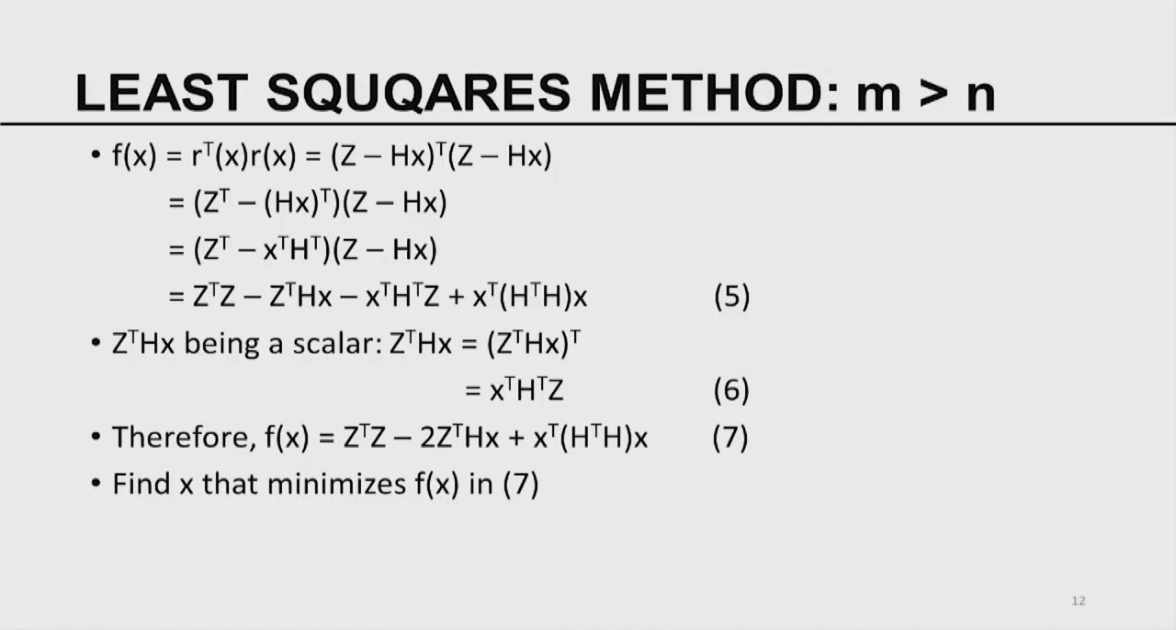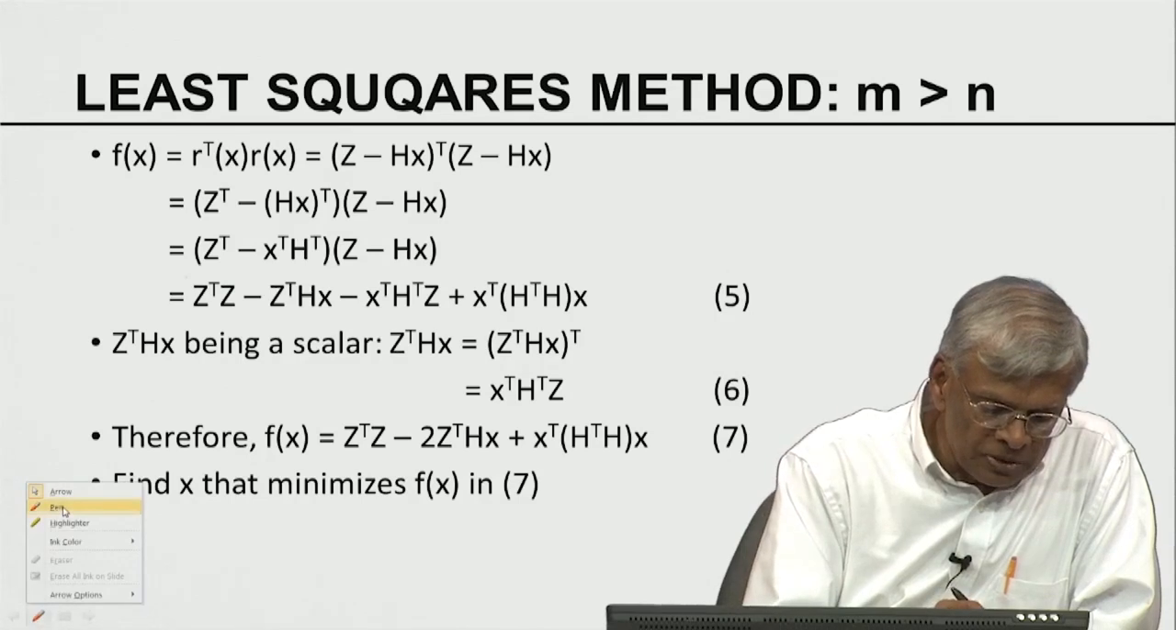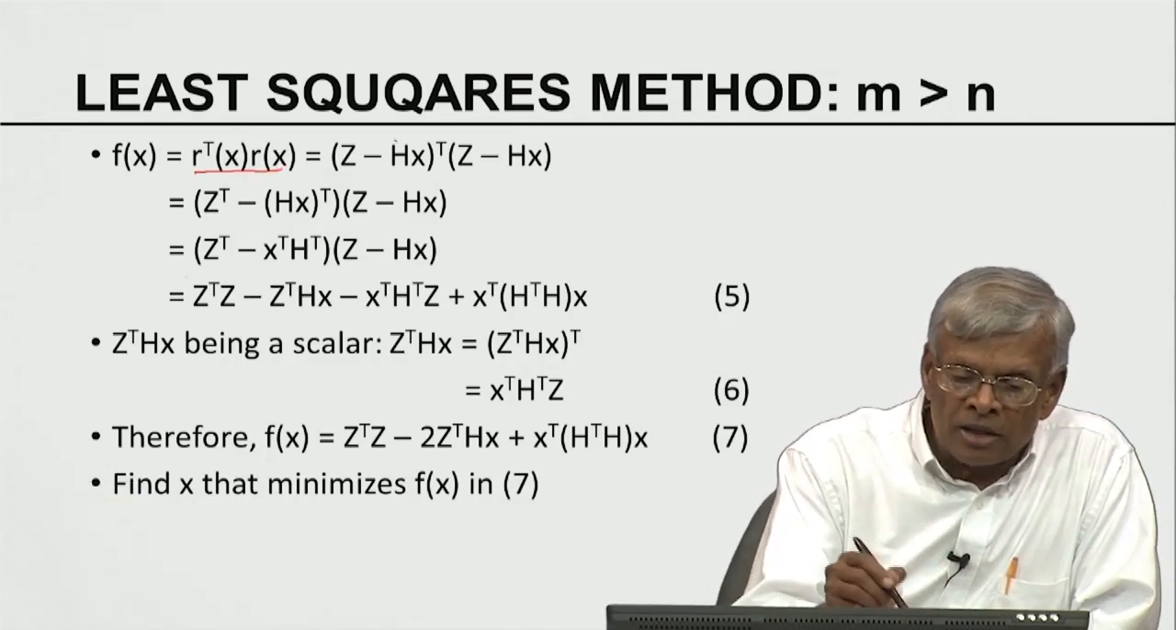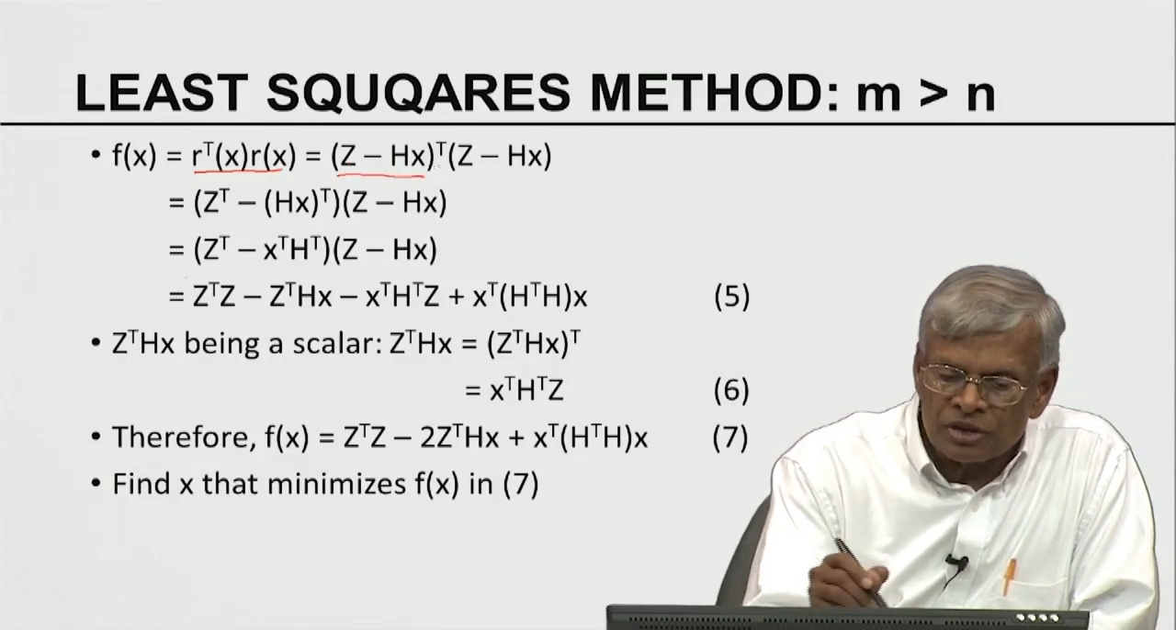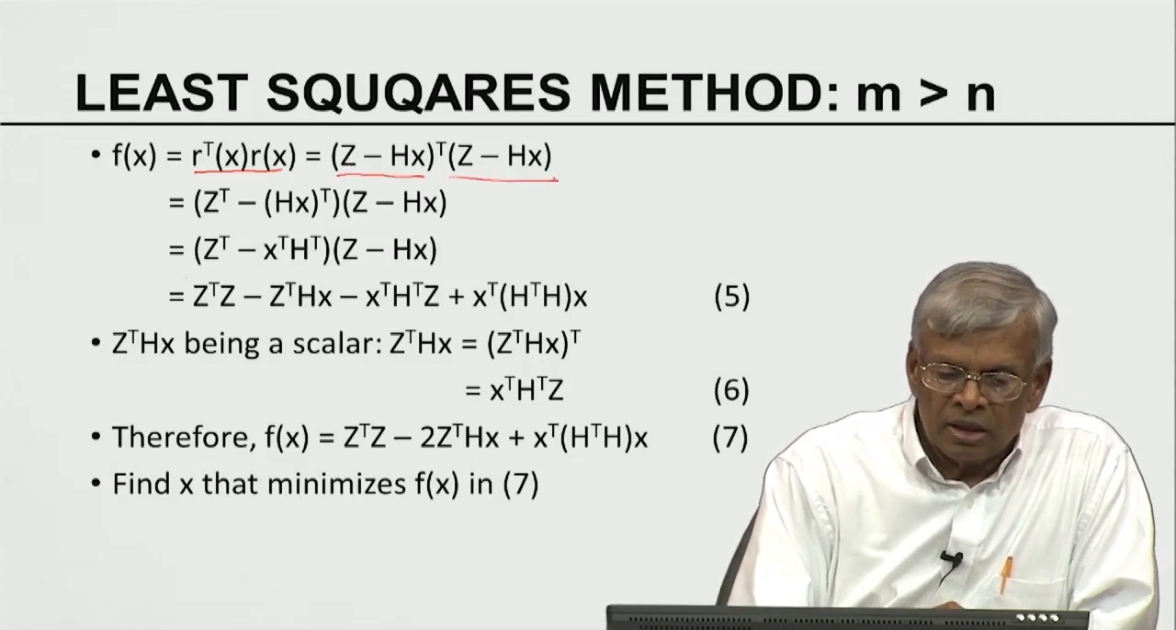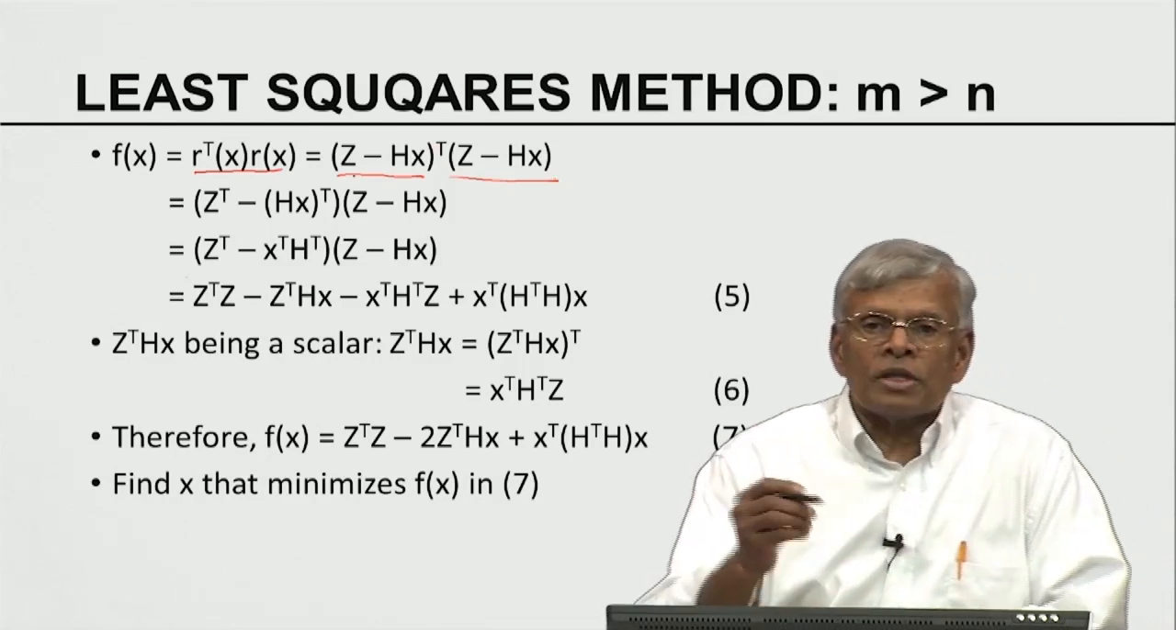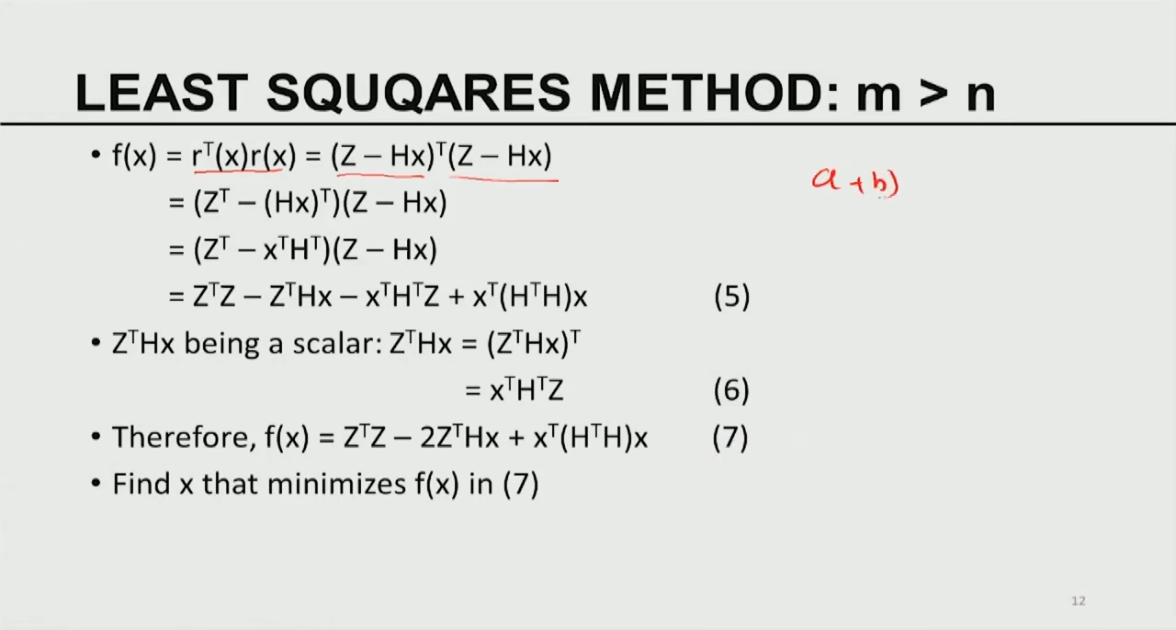So f of x is equal to r transpose times r. This r is z minus h of x, we already know. So this is (z minus h(x)) transpose times (z minus h(x)). We already know the following: (A plus B) transpose is equal to A transpose plus B transpose. We also know (AB) transpose is equal to B transpose A transpose. These are the two formulas I am going to utilize. So I first distribute the transpose, then I use the product rule. So this product becomes equal to this product.